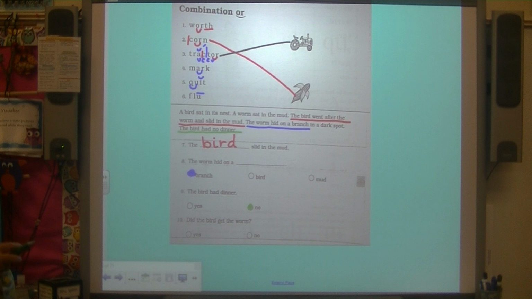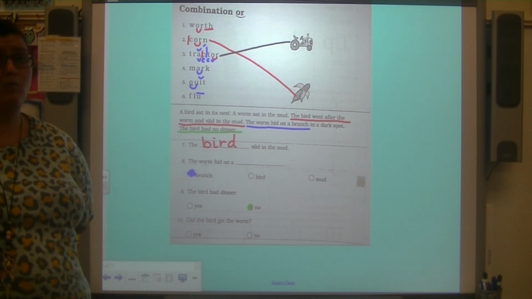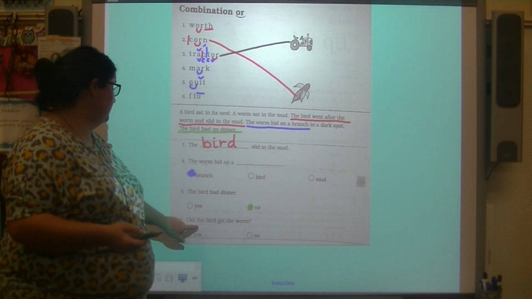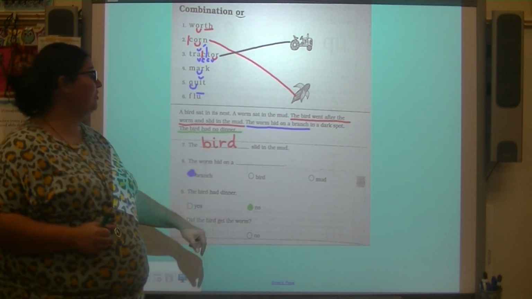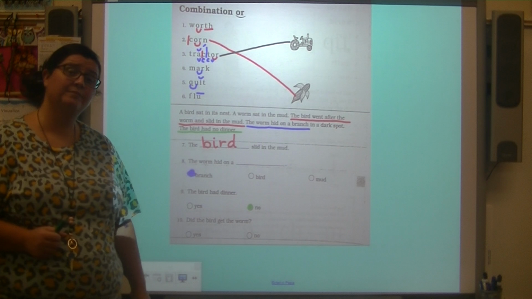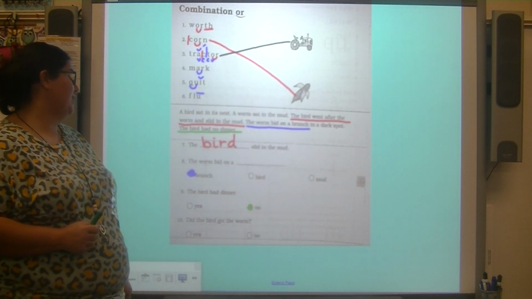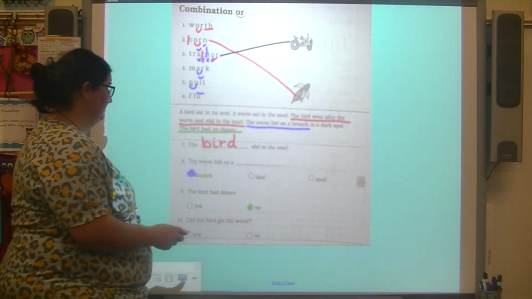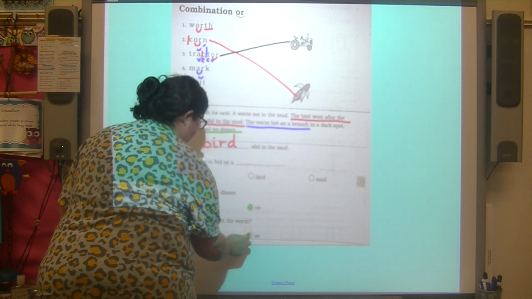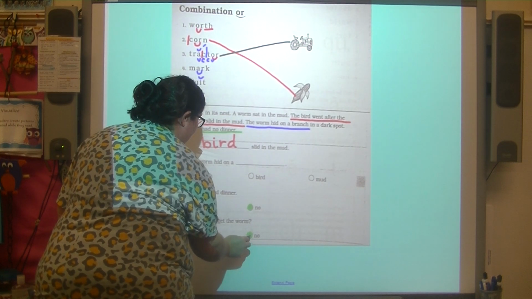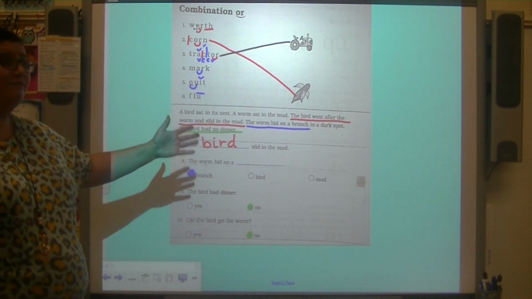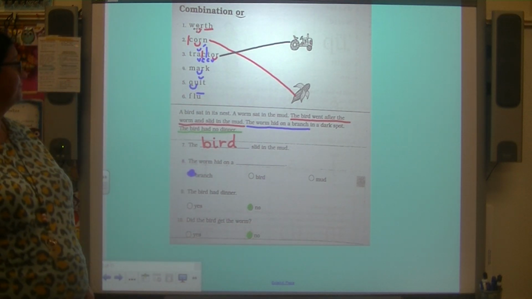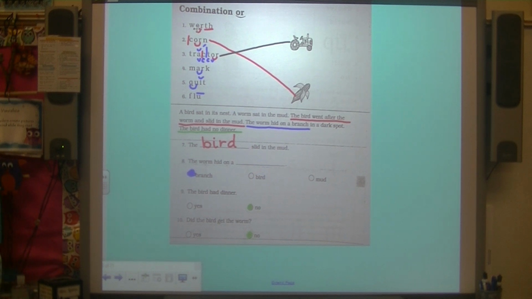So the next question is wanting you to think about what you know. Did the bird get the worm? If the bird had no dinner, did he get the worm? No, he did not. If he did not get dinner, he did not get the worm, because he would have done what with the worm? He would have ate him for dinner. Absolutely, he would have ate him for dinner.